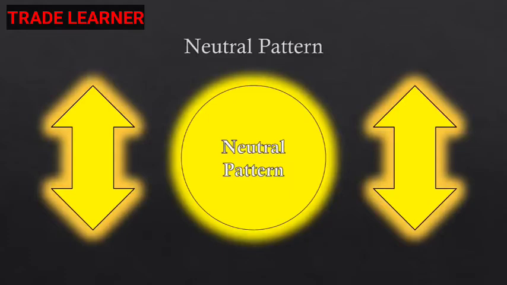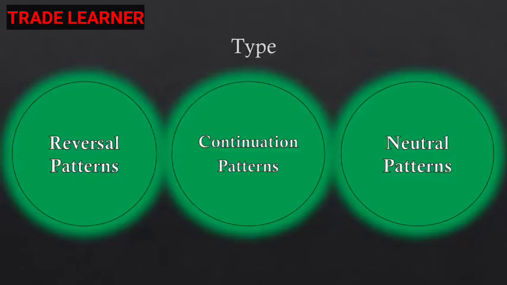In other words, the neutral pattern doesn't indicate the direction that price will go next. It just indicates that price has momentarily stopped advancing its current direction. That concludes the overview of the three types of candlestick patterns.